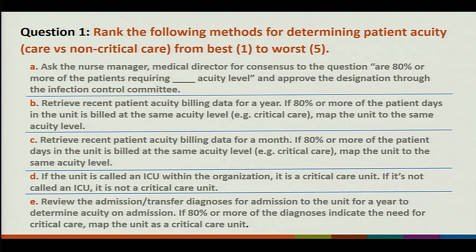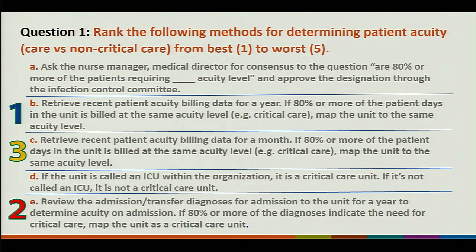So the best, number 1, is retrieve recent patient acuity billing data for a year. If 80% of those patient days are of a certain acuity level, you're going to map to that. That's the best option. Second, review the admission or transfer diagnosis for admission to the unit for a year to determine the acuity on admission. This is very similar to number 1. You're just looking at admission or transfer diagnosis over the acuity billing data. Third is retrieve recent patient acuity billing data for a month.